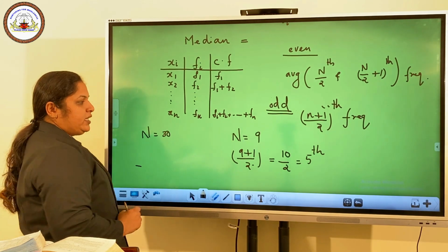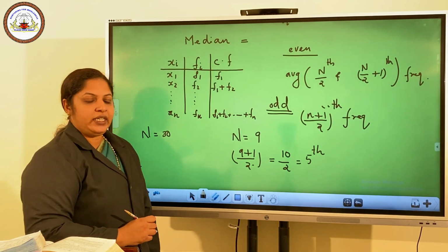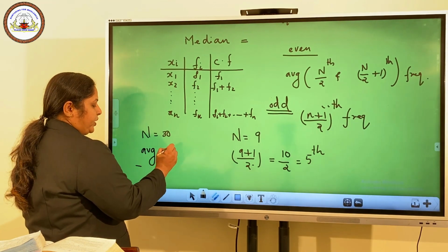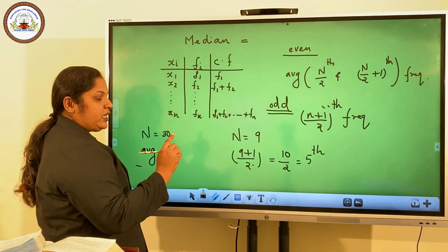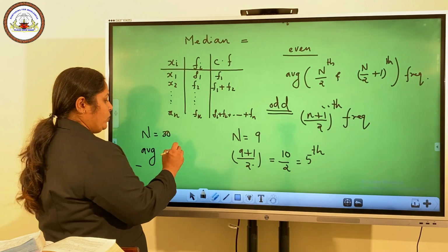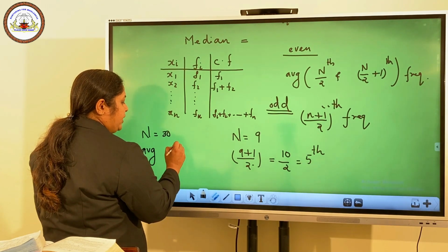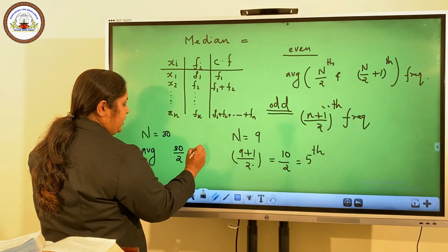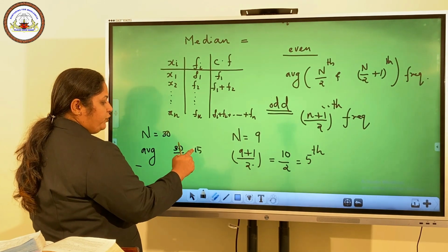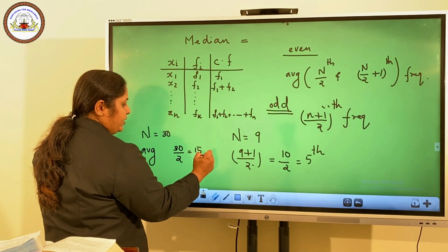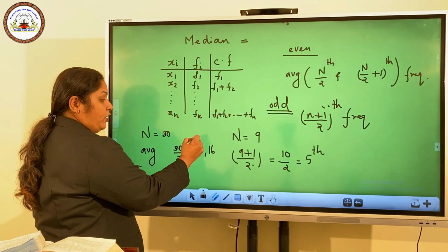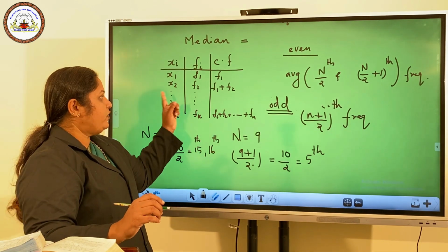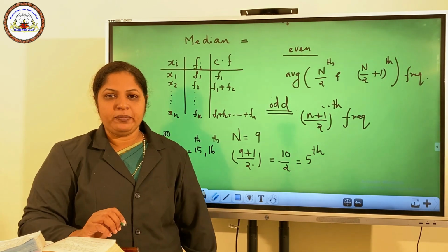Again, if N is an even number, say N is equal to 30, that is the sum of frequencies is 30, then you have to take the average of the n by 2th and n by 2 plus 1th frequency. That is 30 by 2, which is 15, and 15 plus 1, 16. So you take the average of the 15th and 16th observation. This is how you find the median.